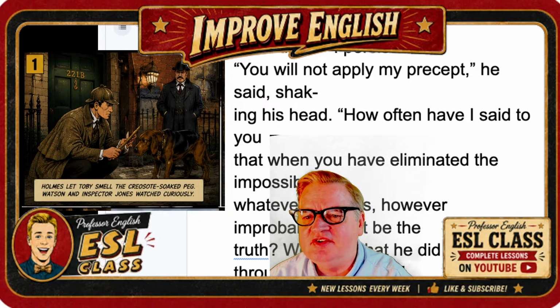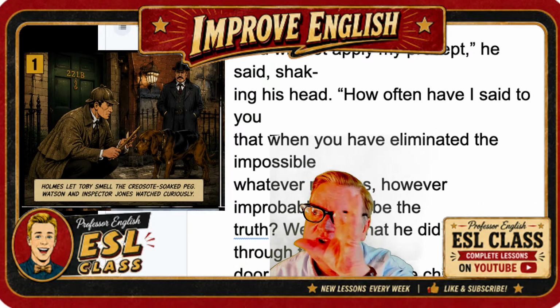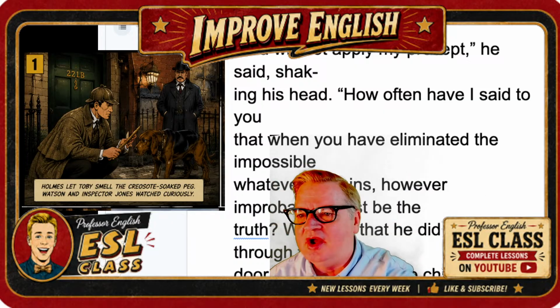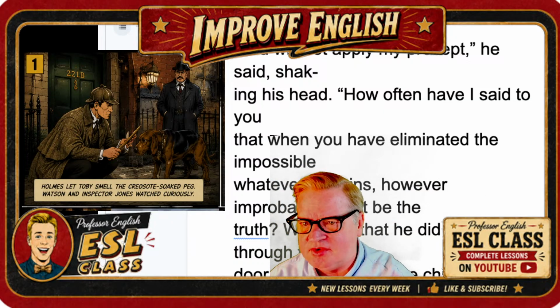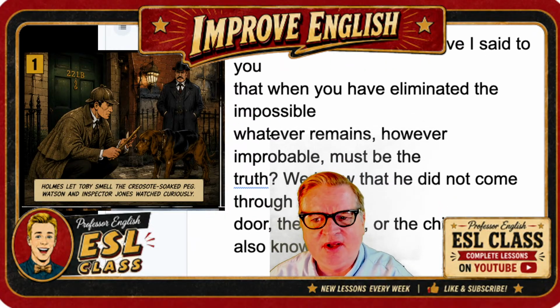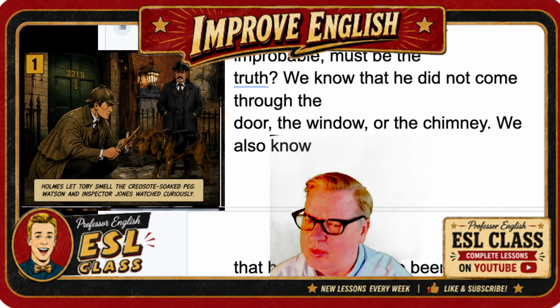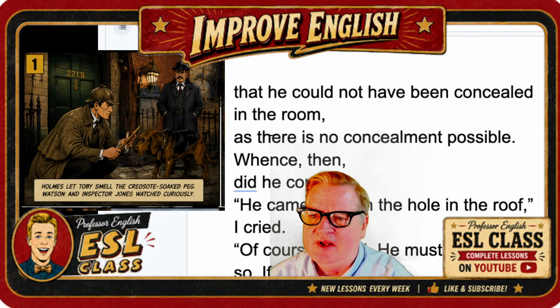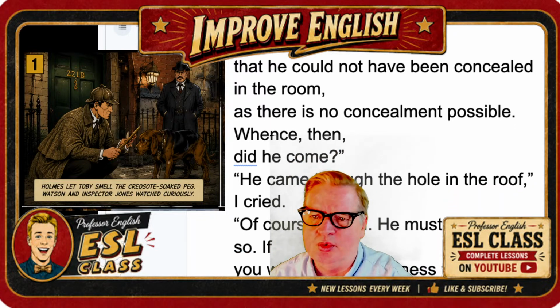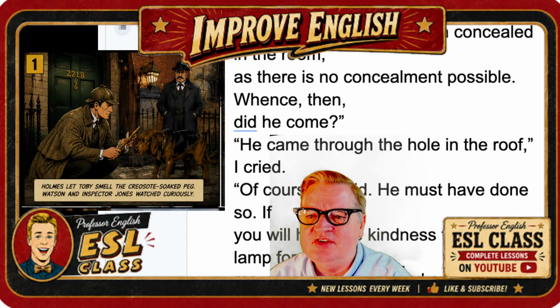"How often have I said to you that when you have eliminated," so this is his precept, one of his concepts that he applies whenever he's looking at some kind of mystery. "How often have I said to you that when you have eliminated the impossible, whatever remains, however improbable, must be the truth. We know that he did not come through the door, the window, or the chimney. We also know that he could not have been concealed in the room, as there is no concealment possible. Whence, then, did he come?"